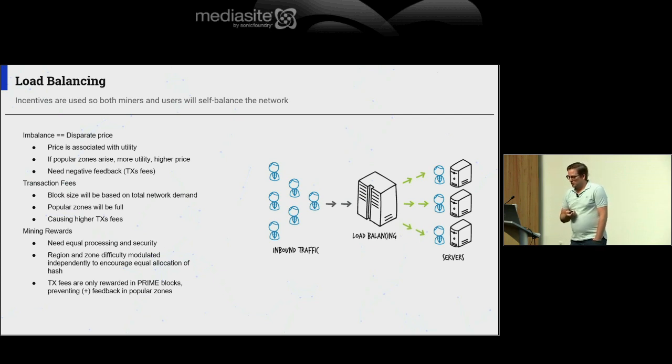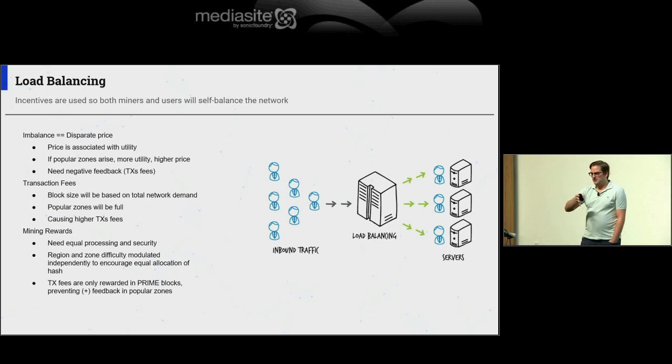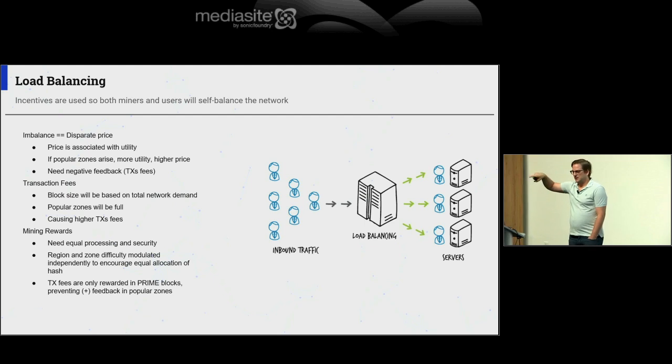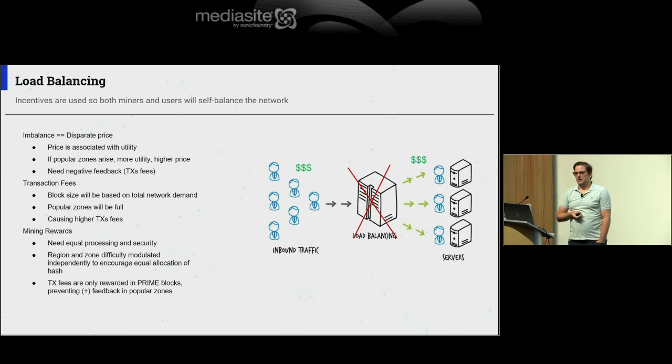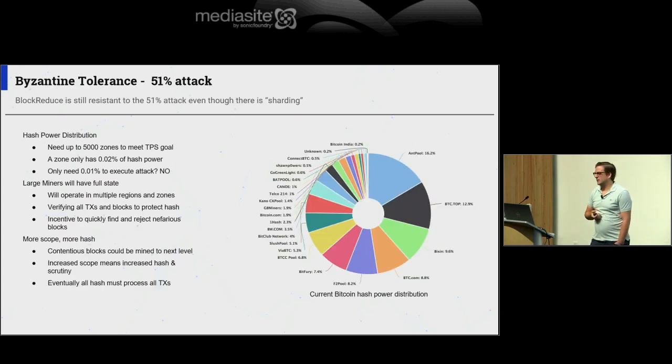In terms of mining rewards, we need equal processing and security, so the region and zone difficulty will be modulated such that the block target times will always be the same. So if hash power leaves essentially one zone, the difficulty is going to drop, which means if I'm a miner, I would then be incentivized to go back to that zone because my reward per hash has effectively increased. So it's this economically incentivized auto load balancing from both the supply and demand side.